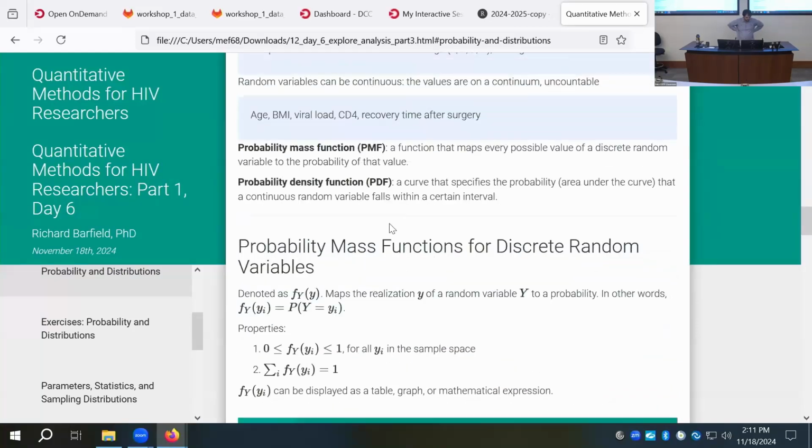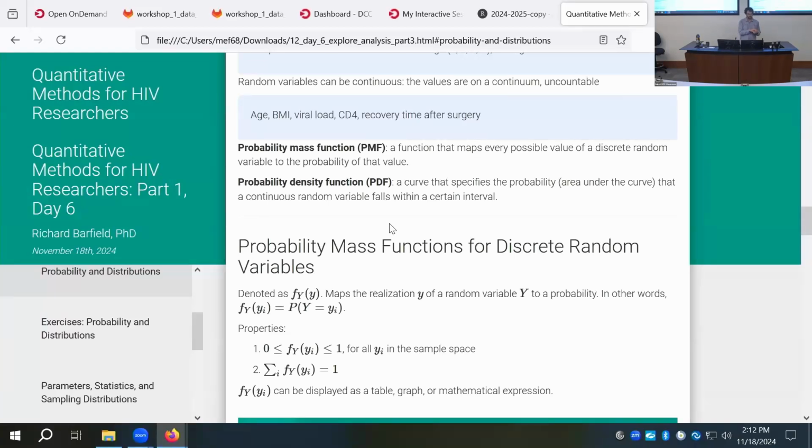All right. So a probability mass function is something that basically maps every possible value of a discrete variable. Discrete, remember, means countable. There's a set amount of things it can take, each with some probability. So there's a one-to-one mapping: that person, we observed 3. Well, the probability of 3 is blank in this data set.